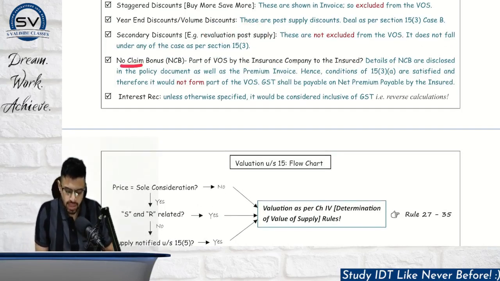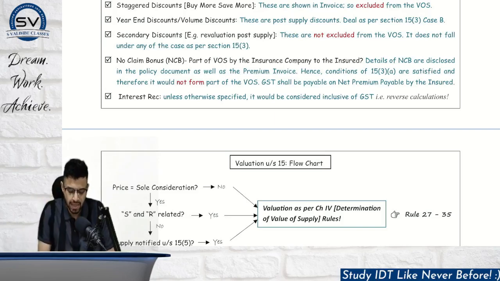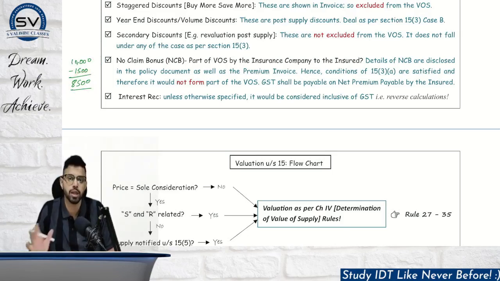No claim bonus, is it a part of value of supply by the insurance company to the insured? Now we did this concept in chapter number 1. No claim bonus is generally given as a reduction in the premium. So let's say the premium was supposed to be 10,000, but there was a no claim bonus of, let's say, 1,500, and 8,500 is the final amount charged. So for the purpose of GST, the value of supply will be 10,000 or 8,500? Answer is 8,500. Why? It meets all the conditions of the discount.